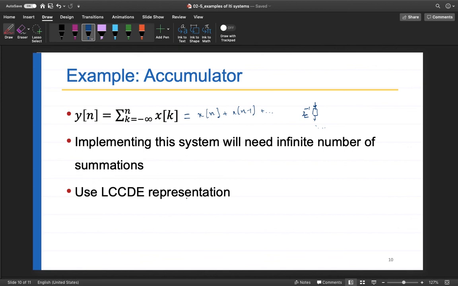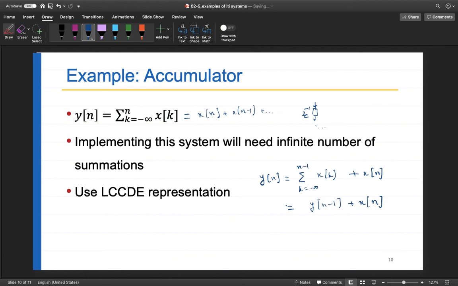So what do we do in such a case? We use the LCCD representation, the linear constant coefficient difference equation representation. So I have to just rewrite my equation like this. My y of n is equal to the summation from k equal to minus infinity to, let us say, n minus 1 of x of k, plus x of n. I have just opened up the summation and written it outside. But what is this term? You know this is y of n minus 1.